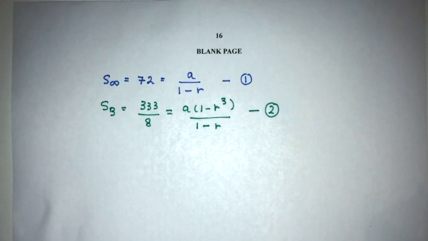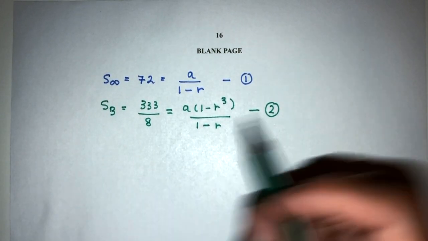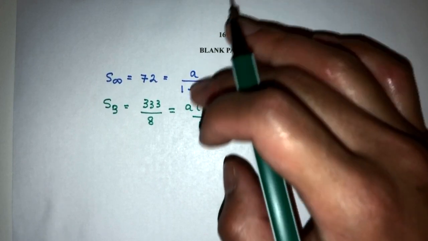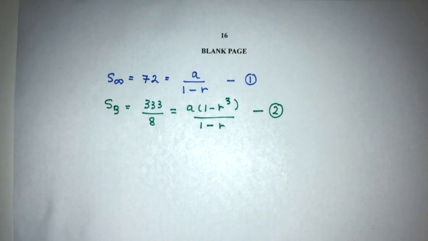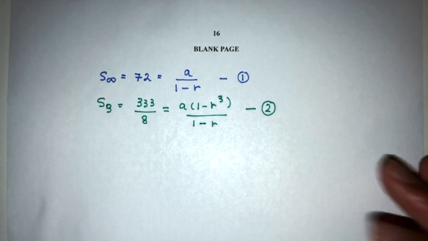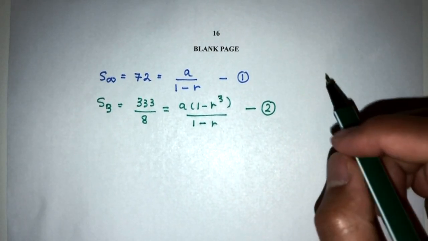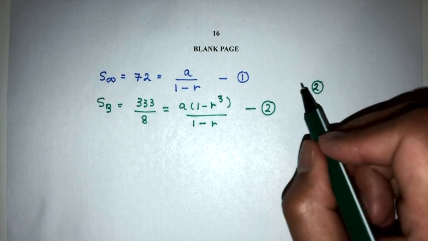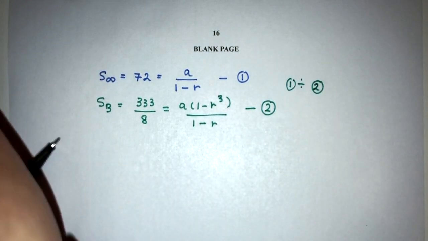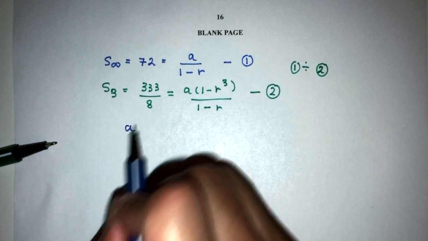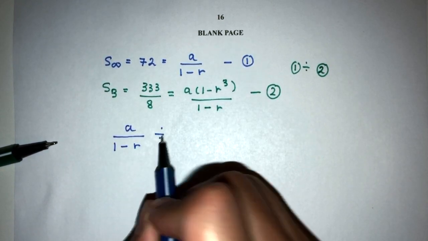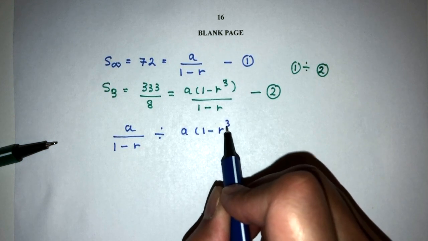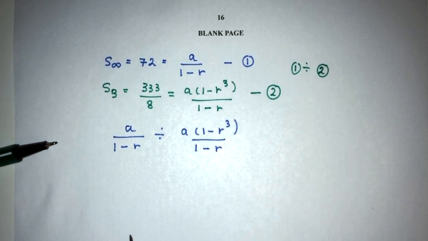Now something we can do here is we can try something. As you can see, when you have two equations with two unknowns, we can solve simultaneously, obviously. But we have to try other ways as well to see if that's possible or not. For example, I can take equation number 1 divided by number 2. Let's try. Why not? You will have a over 1 minus r divided by a times 1 minus r cube over 1 minus r. Okay, that will be something like this.